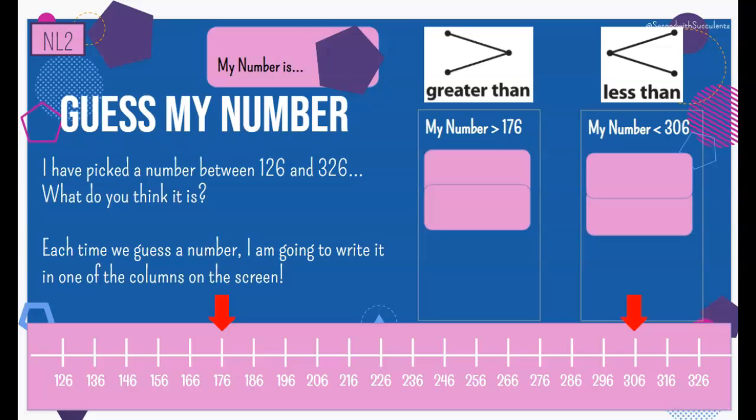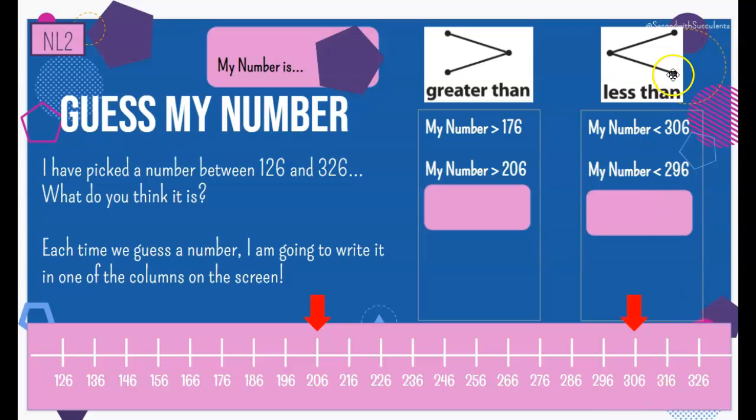Is that enough information for you to guess my number? Thumbs up or thumbs down? I should see thumbs down. It's not quite enough information. How about another clue? Let's look at this one. My number is greater than 206. Well, where should I move this arrow to help us? If you said to 206, good work. Move it right here so we know. Do we have enough information yet? Thumbs down, not quite yet. Let's see another clue.